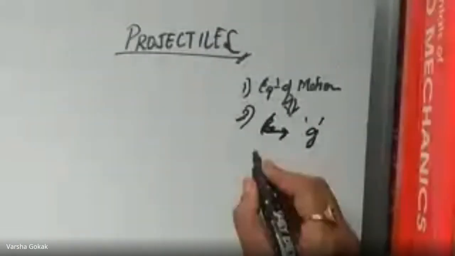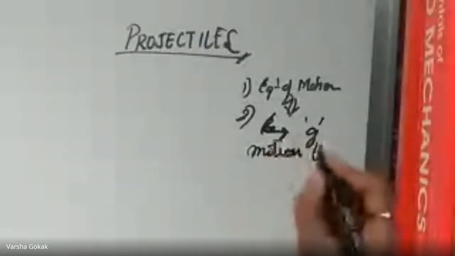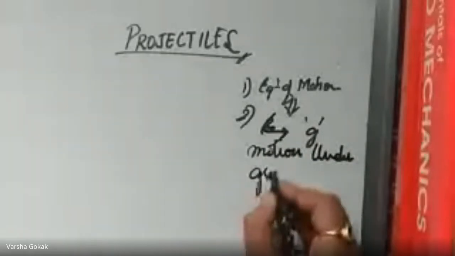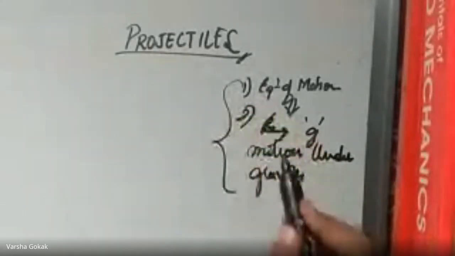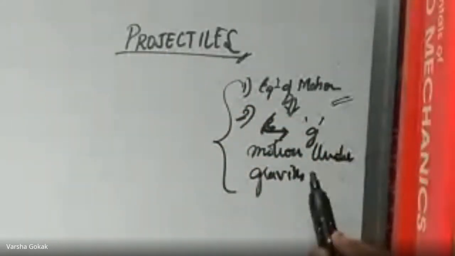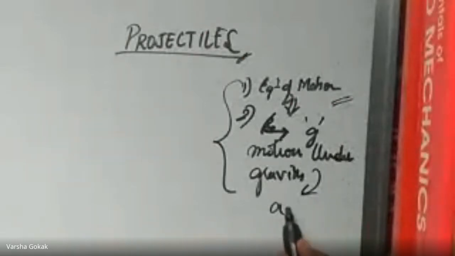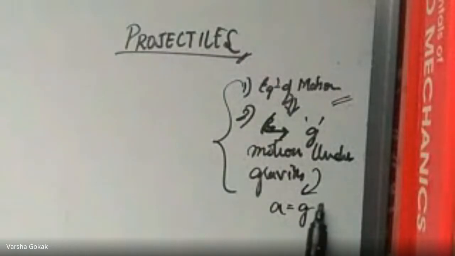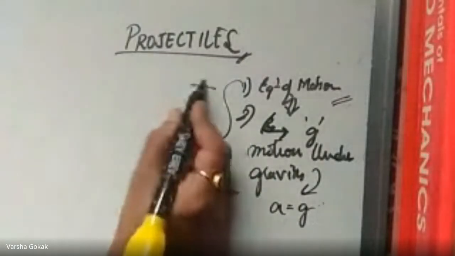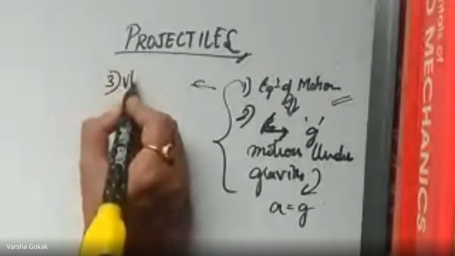So we have motion under gravity. These two sets will go hand in hand. They'll be using the equations of motion only. But for motion under gravity, a becomes equal to g, plus g or minus g, based on the condition you will be solving. After this, we took up numericals related to the v-t graph, right?